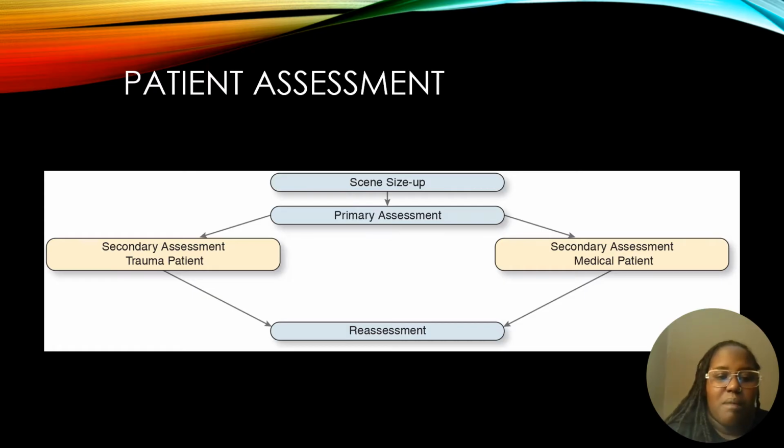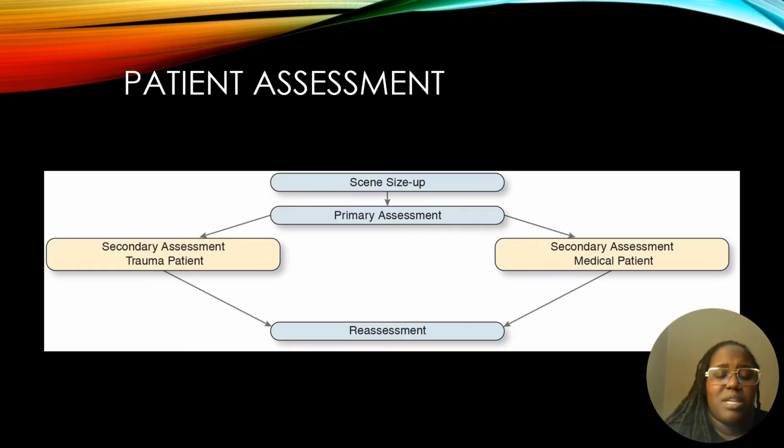Once we've completed our primary assessment, we'll wrap that up by figuring out what priority our patient is. Also figuring out if our patient is a trauma patient or a medical patient, and then following those tracks. And then treating the patient for any injuries or giving them any type of medication that they may need to close off that secondary assessment.